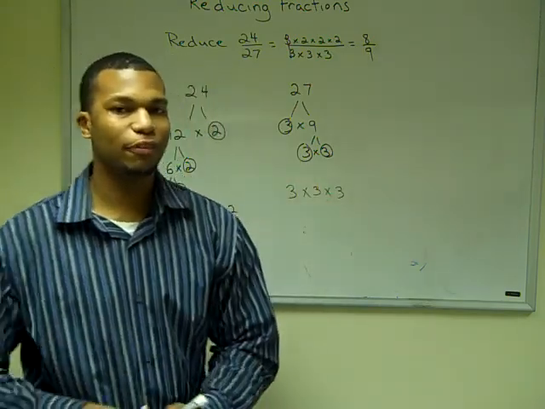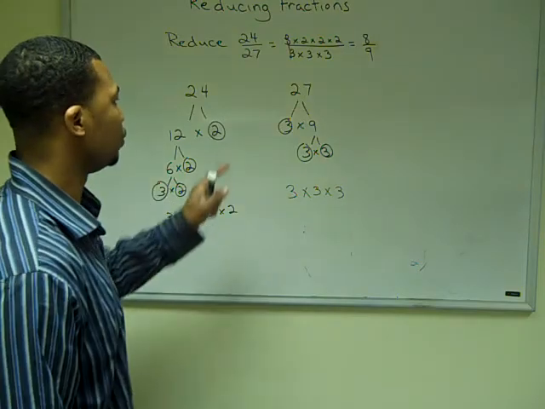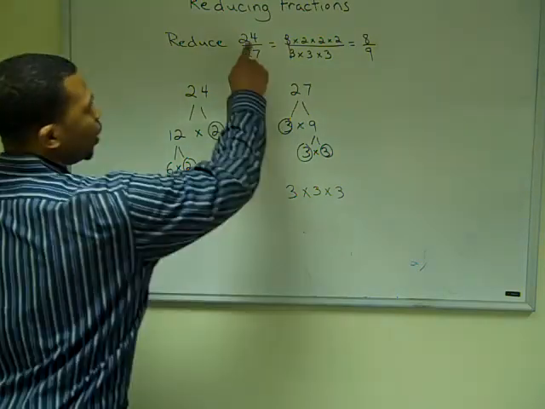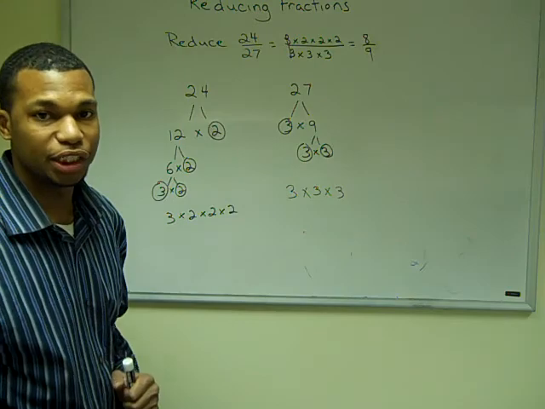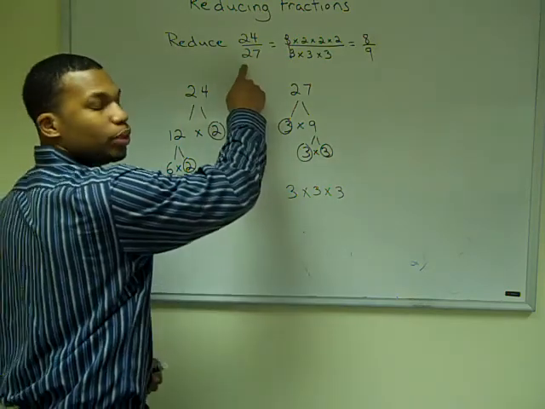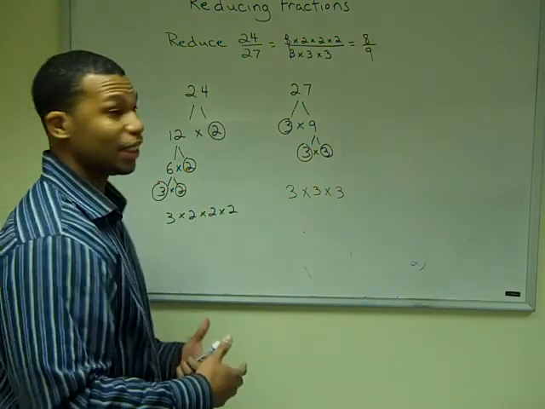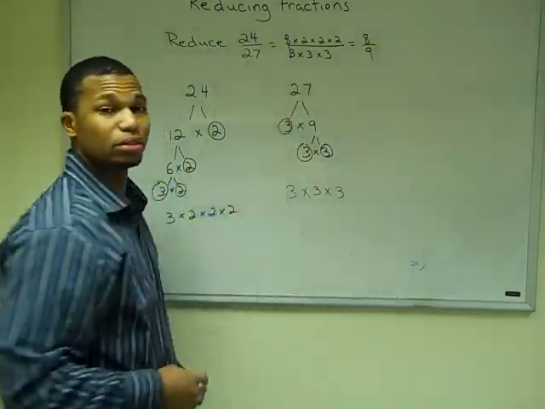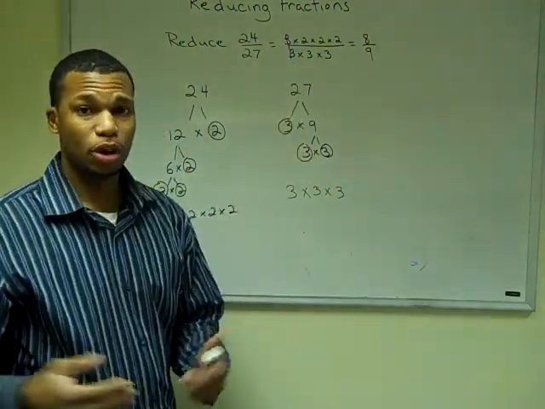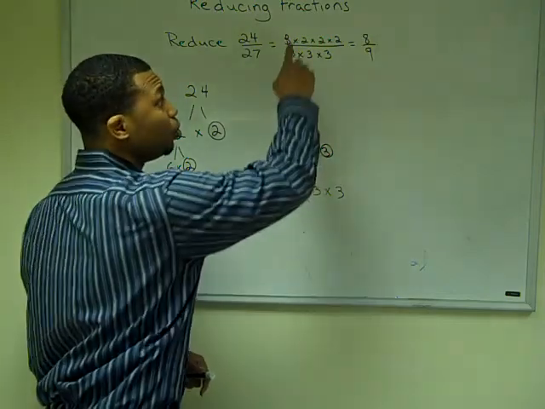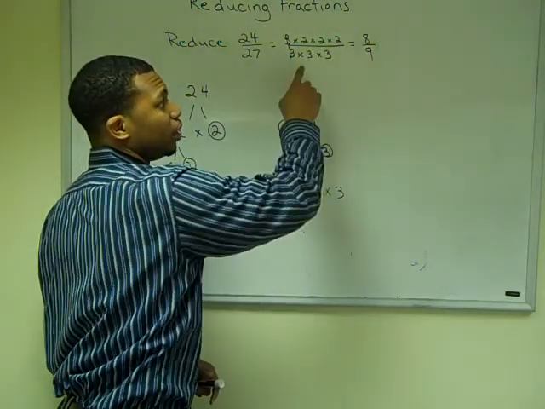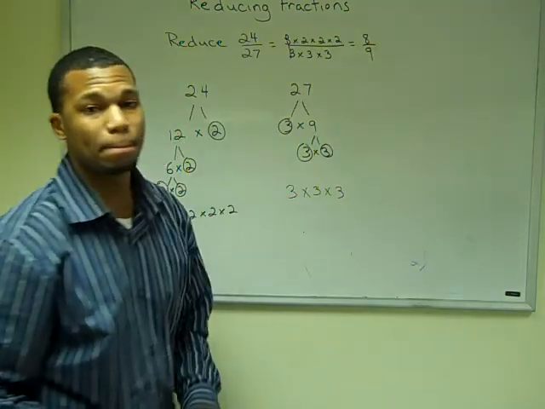Now taking all of that information and piecing it together to the fractions, I can now replace 24 with its prime factorization. And I could also replace 27 with its prime factorization. And then lastly, I'm going to cross out my 1s and multiply what I'm left with. So 2 times 2 times 2 is 8, and 3 times 3 is 9.